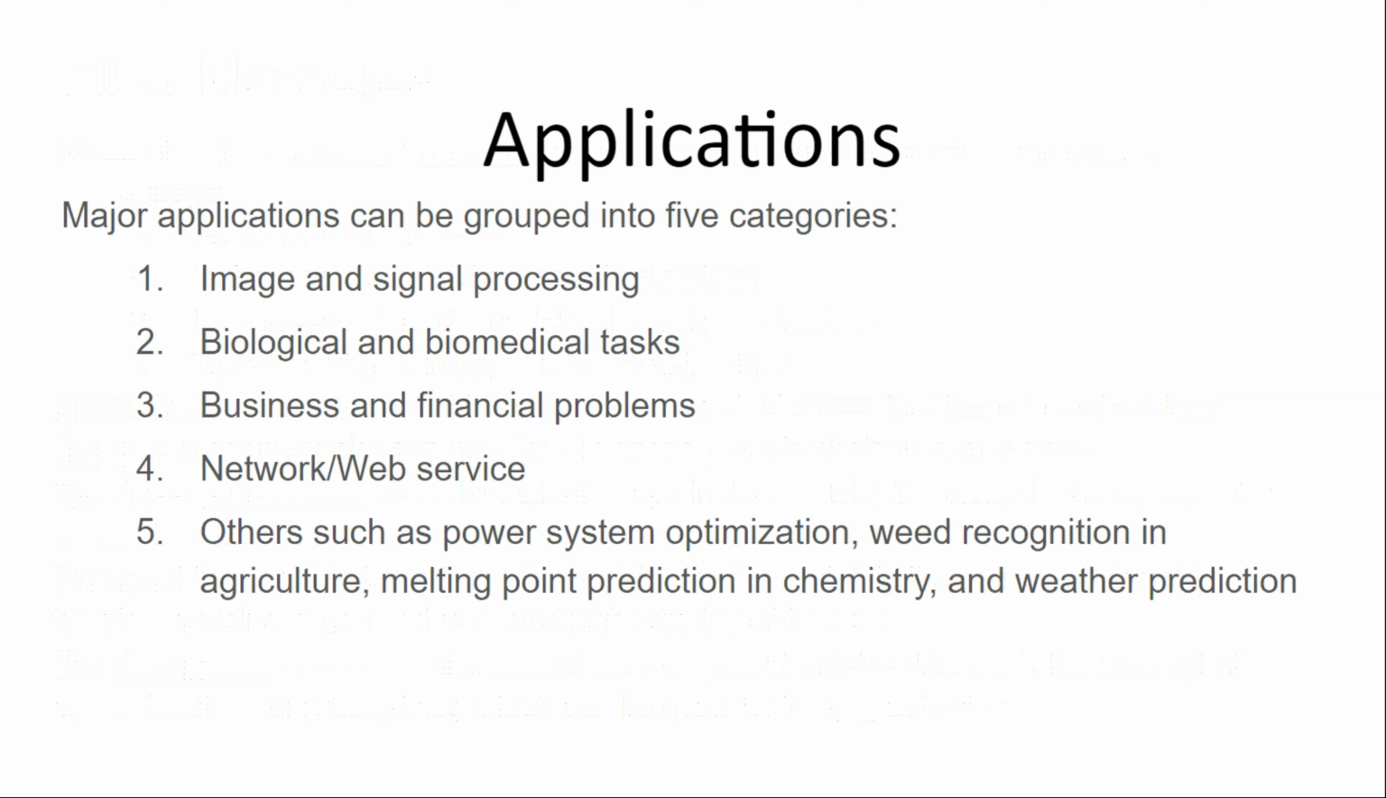The paper also broke down the major application categories in which EC techniques are used. Image and signal processing, such as image analysis, face recognition, human action, handwritten digit recognition, biological and biomedical tasks like gene analysis, business and financial problems such as credit card issuing and bank systems. So if you don't get approved for a credit card, you can blame evolutionary computation. Network web service, including email spam detection and security. And of course, there's many others.